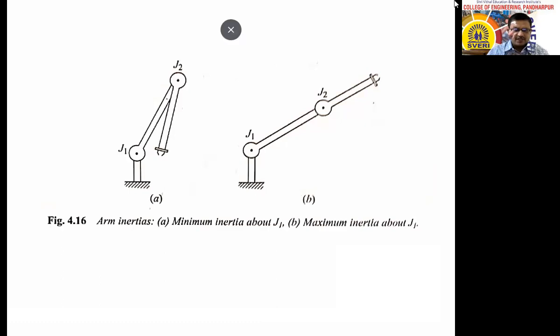See that this is a two-link arm. Two links means joints 1 and 2. How does this arm's inertia vary? First, minimum inertia about J1. J1 means polar moment of inertia. Then there is figure B, maximum inertia about J1.